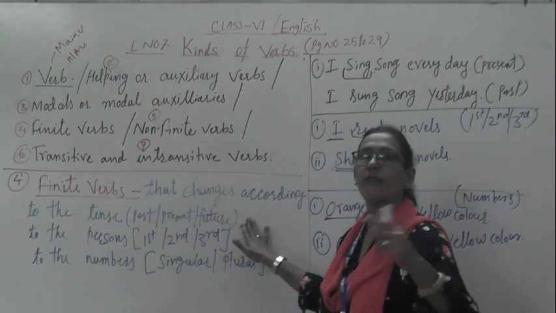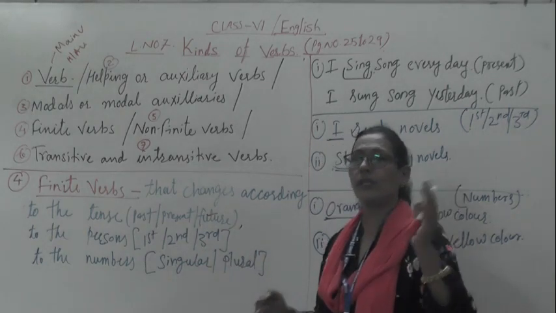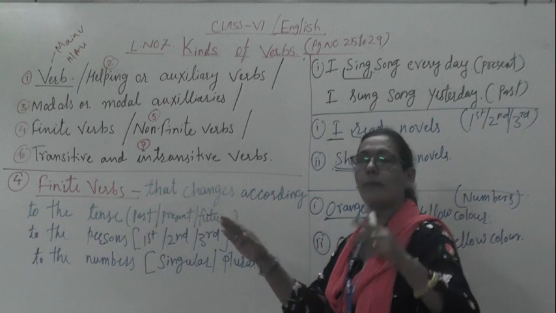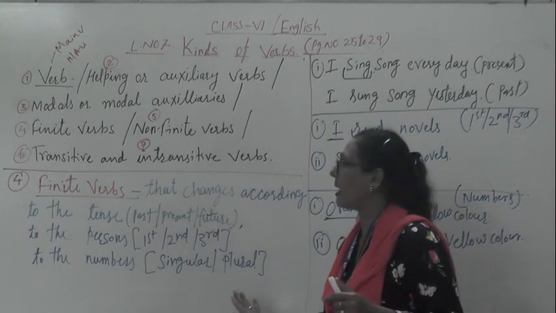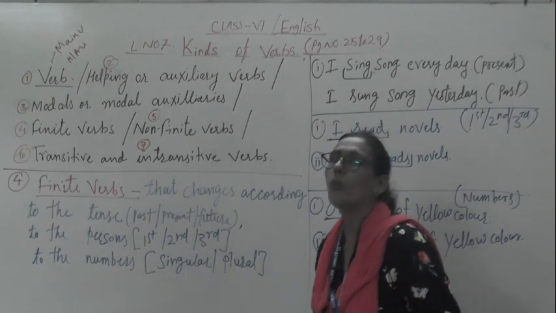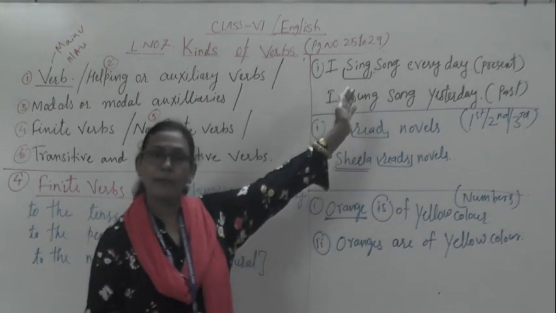In the future, the verb will change according to the person. If the first person is there, the verb will change. If the second person is there, the verb changes. In this way, these sentences are called finite verbs. Okay, it's very easy. We go to examples.